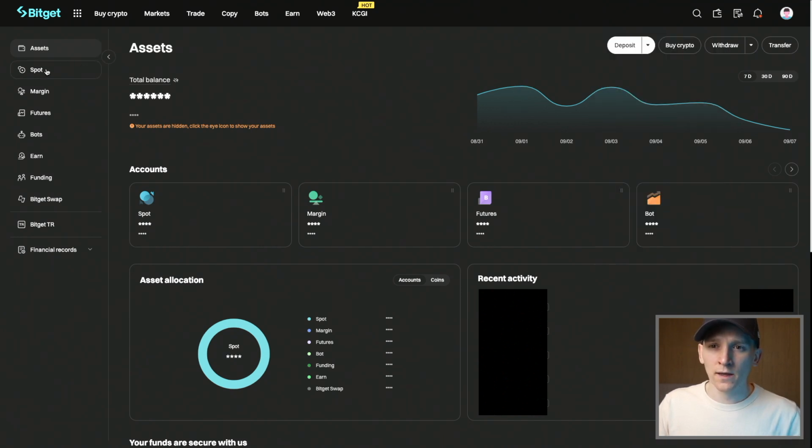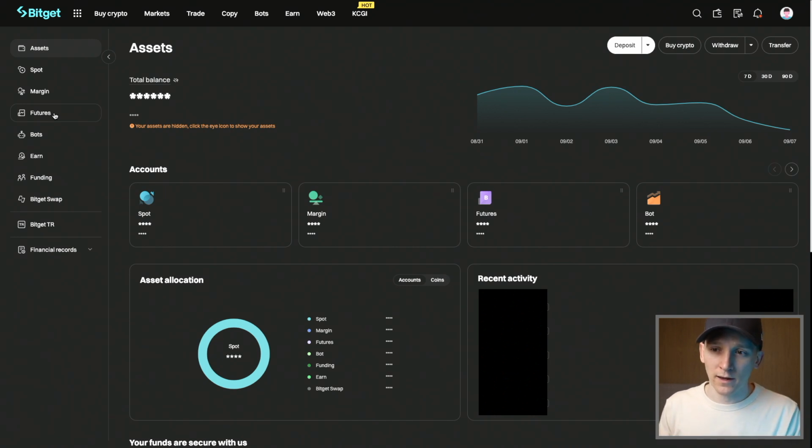Now, spot account here, that is for buying and selling crypto. So if you want to trade crypto, you'll have it in your spot account. Margin is when you're using assets that you have on the platform to leverage up your trades. We're going to be looking at spot and futures trading in this video. Futures trading is when you can trade in the futures market. You can go long and short.